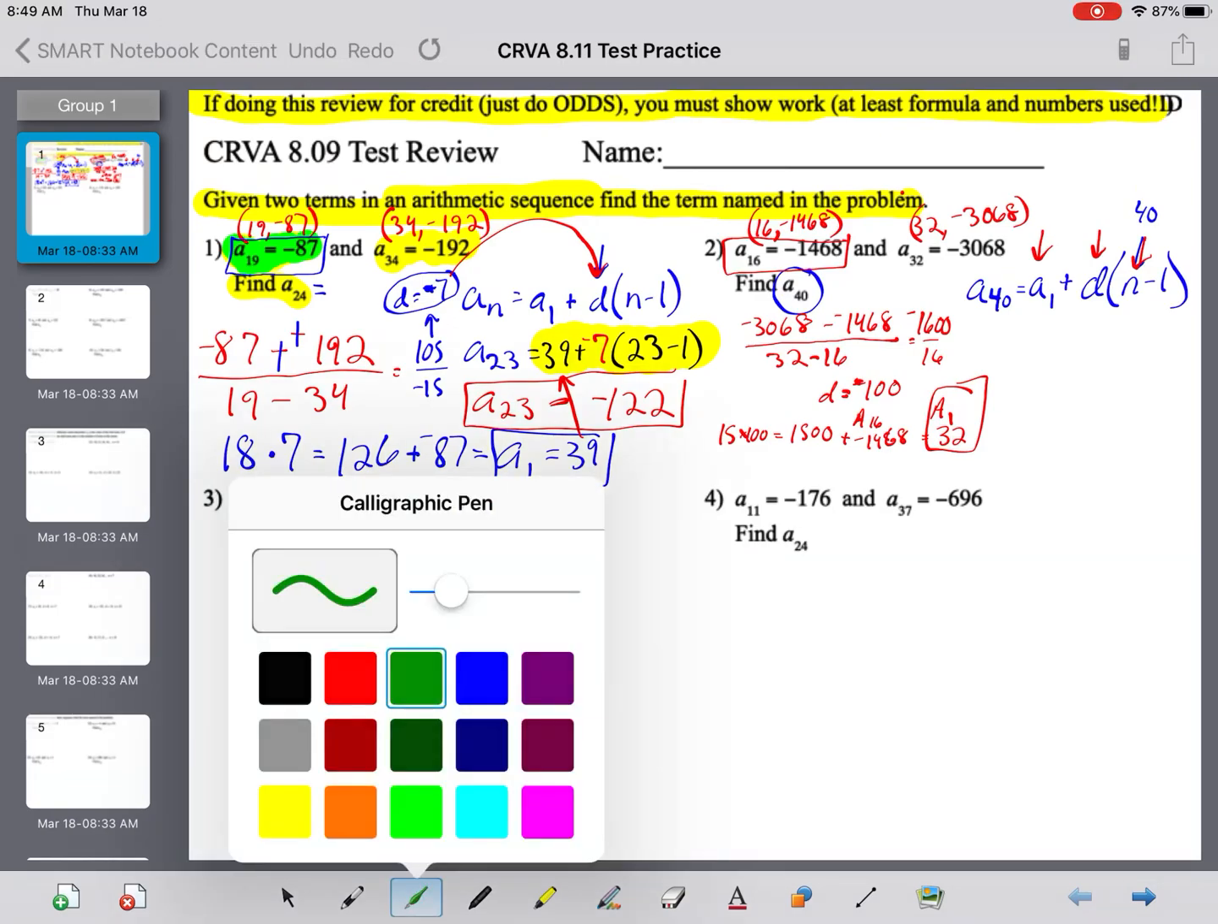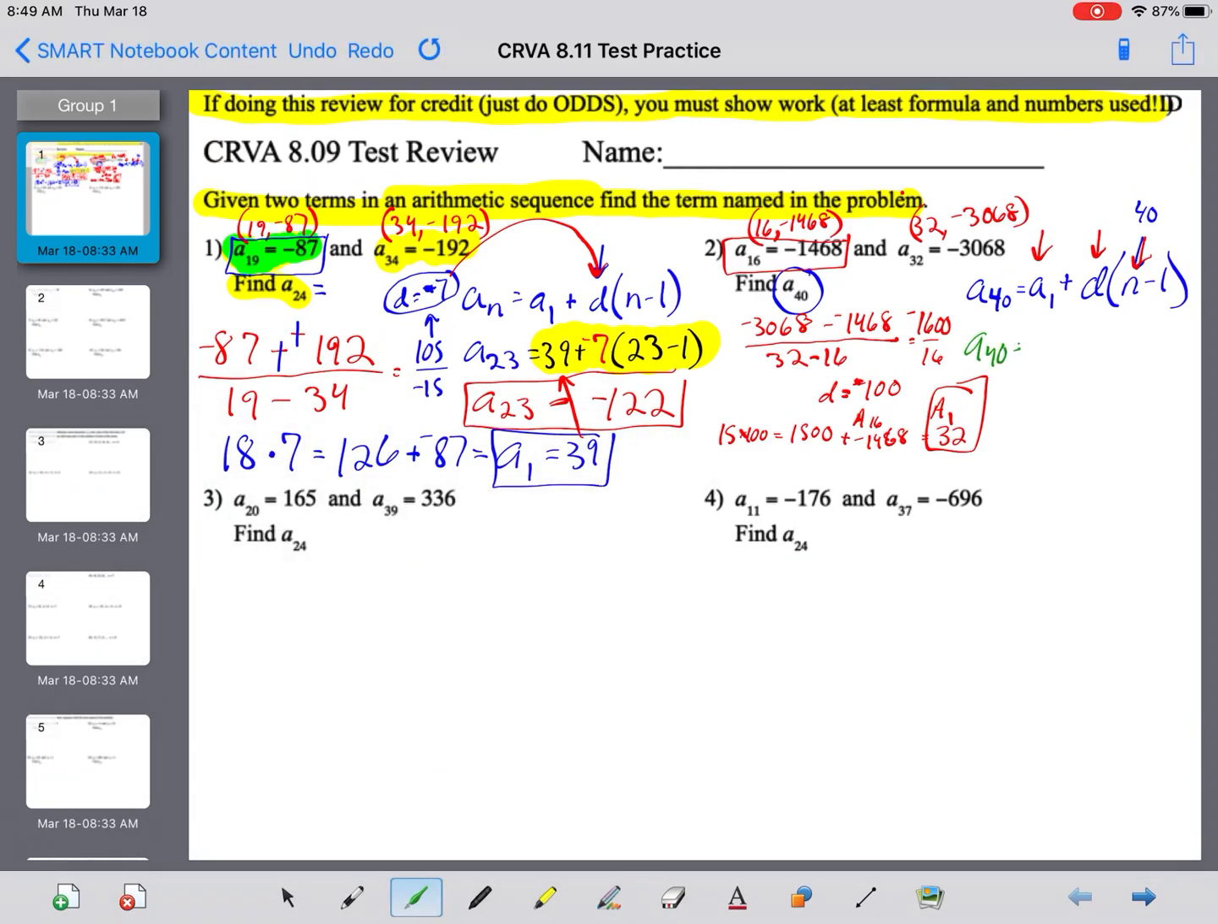So now I know that I can calculate my 40th term. The amount of the 40th term is the value of my first term, where we're starting, plus the difference, which is -100. And I'm going to move 39 steps, or 40 minus 1, away from that first term, decreasing 100 every time. So you just punch this in, and you should get -38,068.